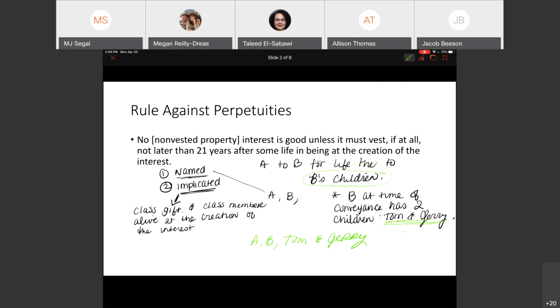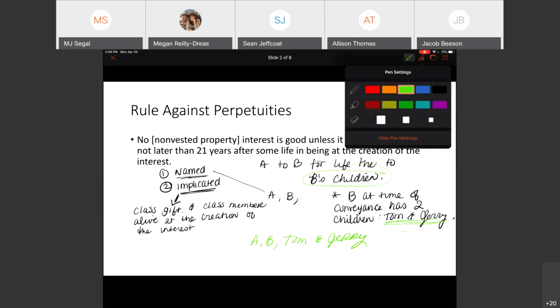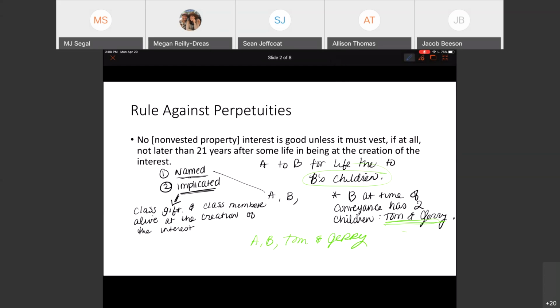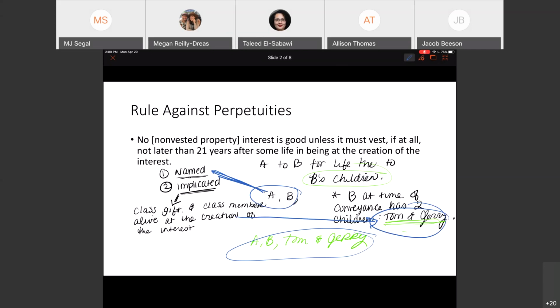Does that make how to find the lives in being more sense? Does it make it easier to find the lives in being? Any questions on that? I have a question. This is Sean Jeffco. Hi, Sean. Hey. Go ahead. So the last hypo that you just did, that was for implicated, or was that for named as well? That was for named as well, is correct? Well, this is the total answer for 1 and 2. So these were the named people, and these were the implicated people. Okay, that's what I thought. For some reason, I was thinking something different. I didn't specify, so that's probably why it was confusing.